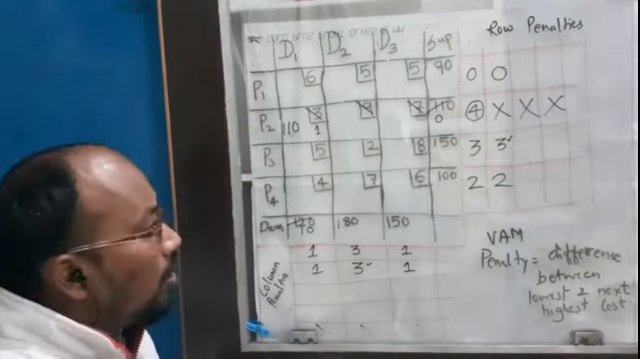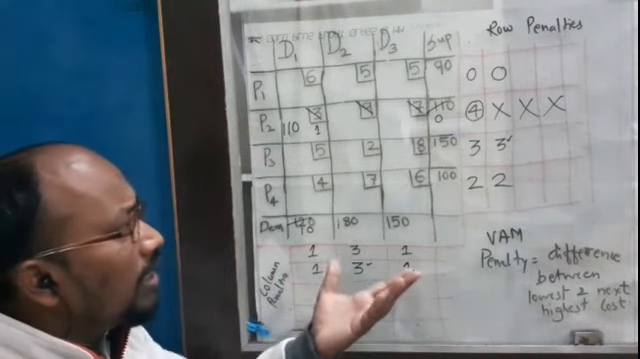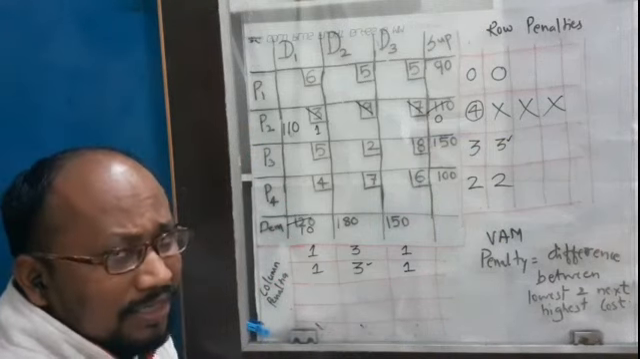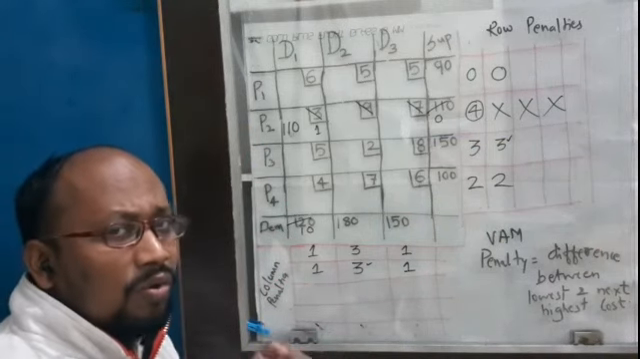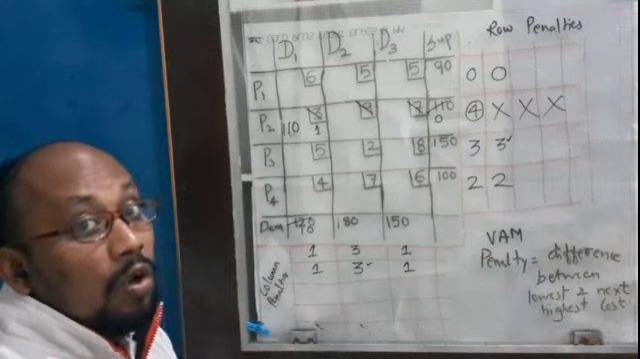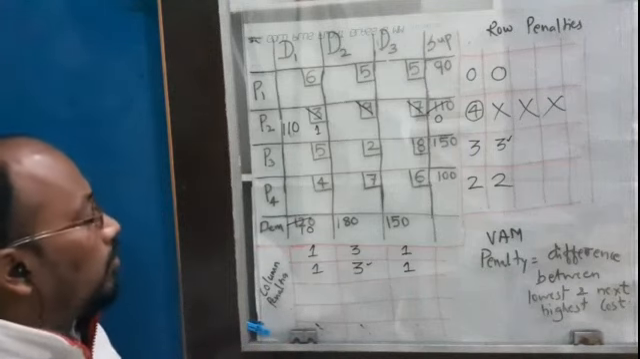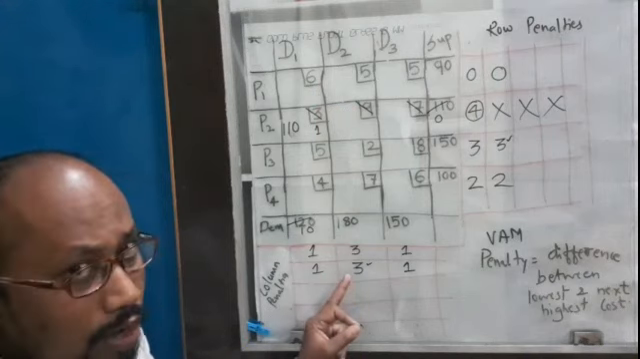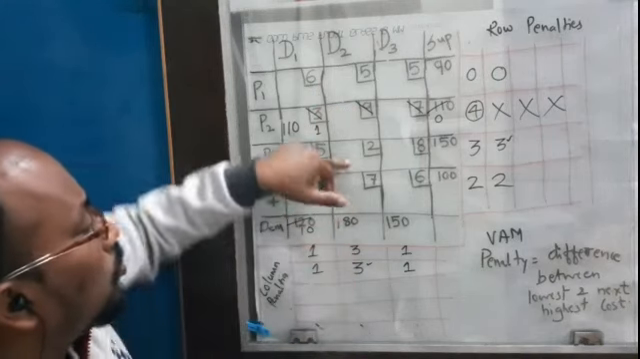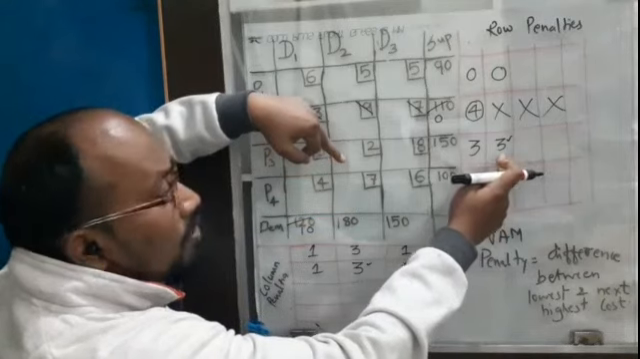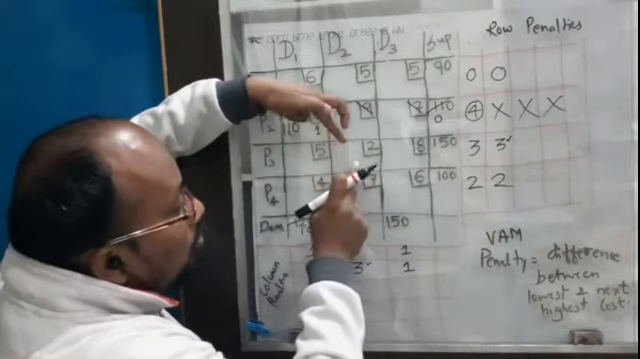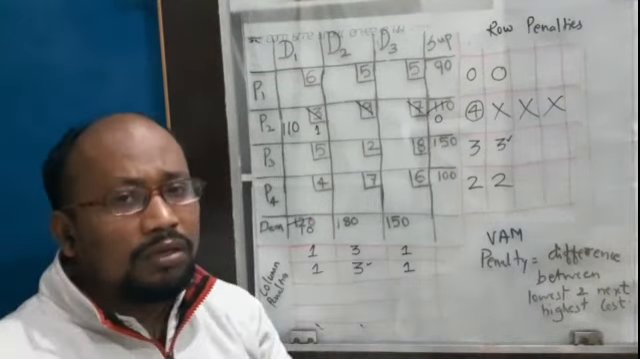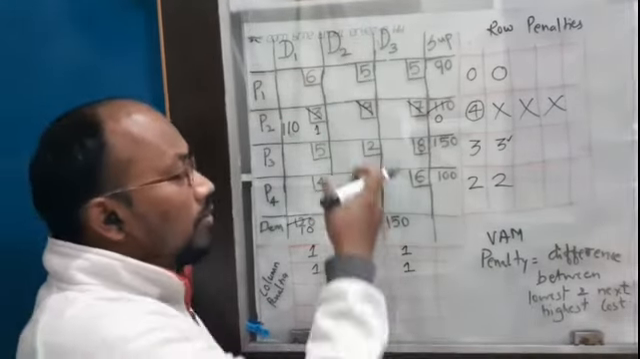Okay guys, you can select any one, but if there is a tie between penalties, select the cell or row which has the lowest cost. In this case, if you select D2 due to high penalty, the lowest cost is 2. If you select P3 due to highest penalty, the lowest cost is 2. So both are the same, therefore there is no choice for us.